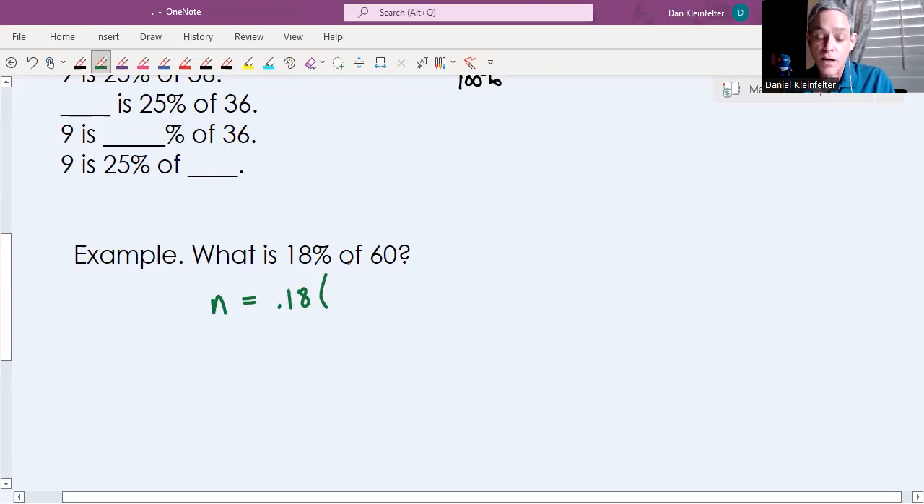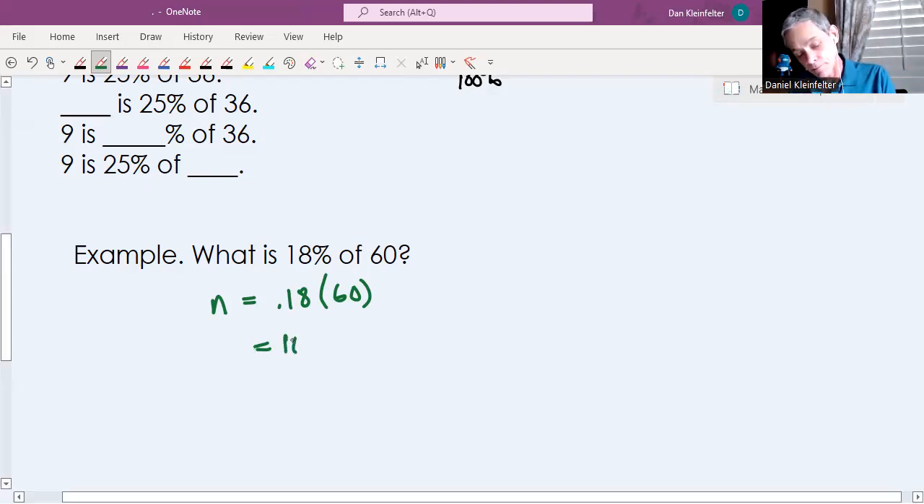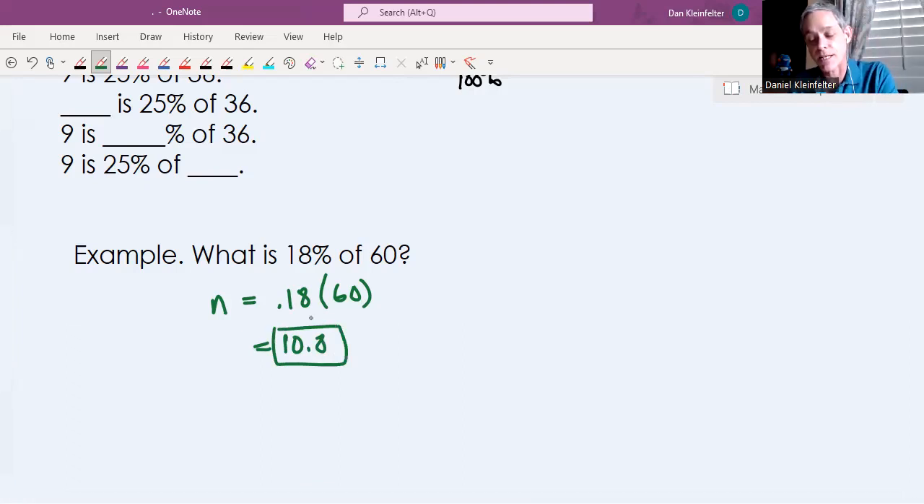And of means multiplication. And so we'll have 0.18 times 60, and that will be our n. So let me calculate that. Looks like it's 10.8. Okay, and that number, 10.8, is 18% of 60. So we'll have another example next.